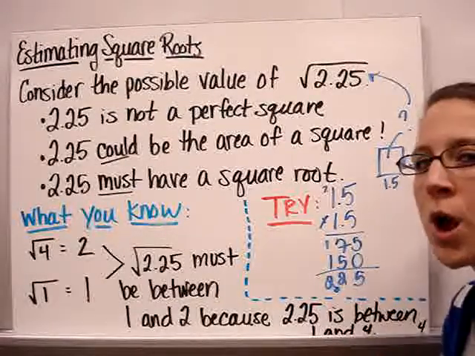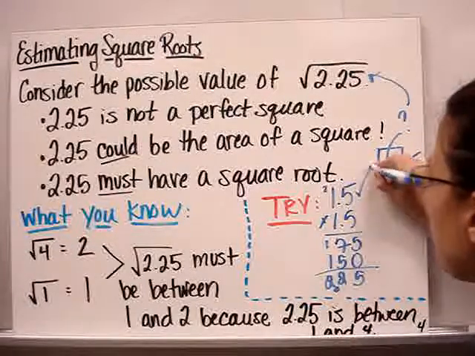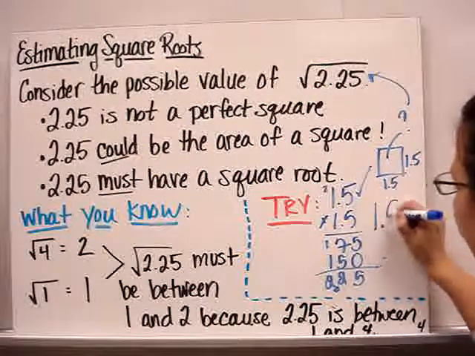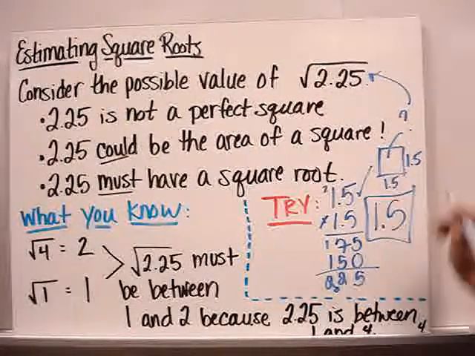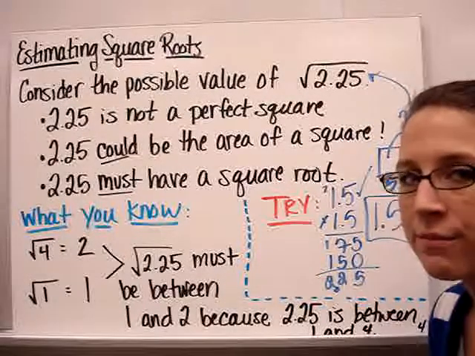So what is the square root of 2 and 2500ths? What number did I multiply by itself to get 2 and 2500ths? 1 and 5/10. But don't forget that your answer could be a negative.